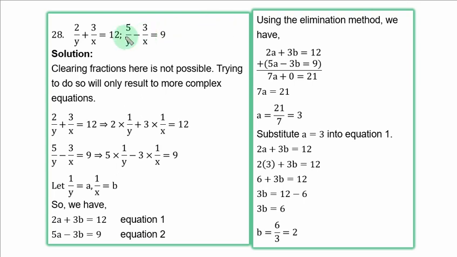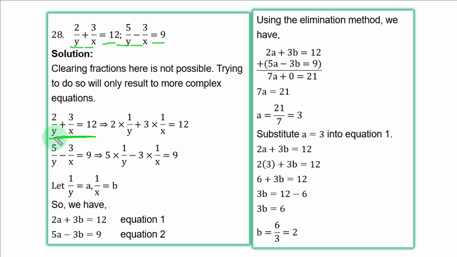Example 28, you have 2 over y plus 3 over s equal to 12, 5 over y minus 3 over s equal to 9. Solution. Clearing fractions here is not possible. Trying to do so will only result in more complex equations. When you have it in this form, the best approach is to relax y and s first.